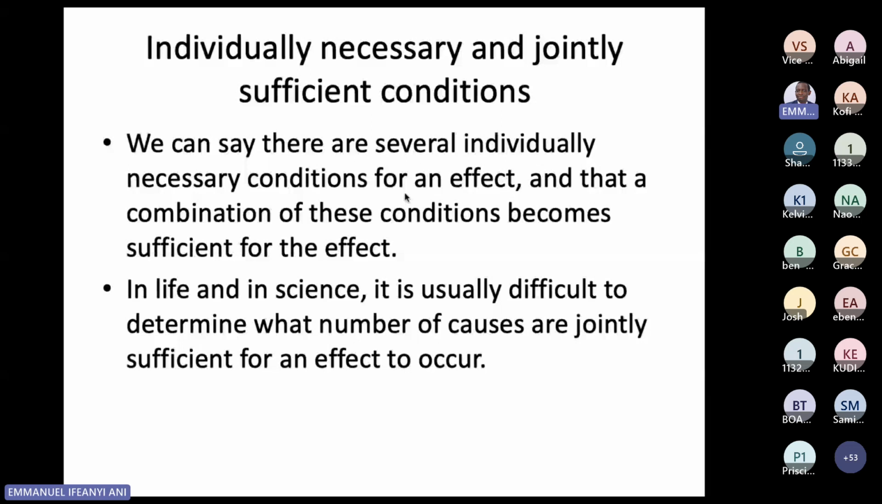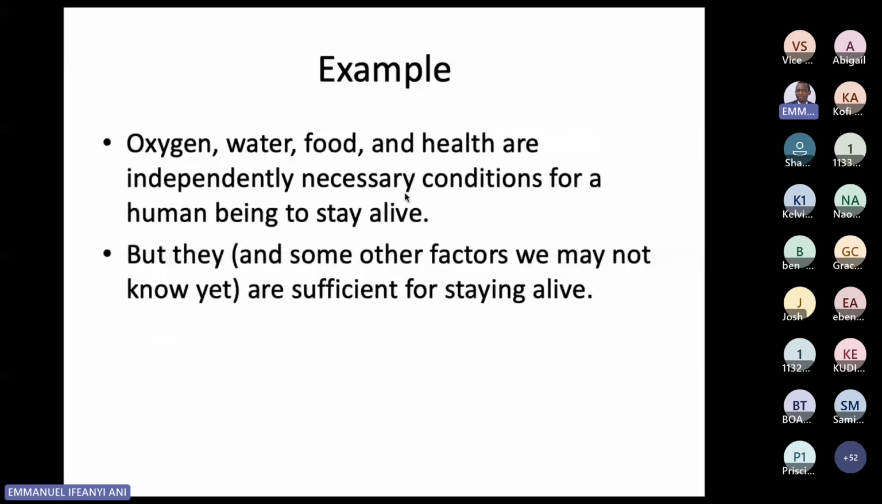In life and in science, it's usually difficult to determine what number of causes are sufficient for an effect to occur. Okay, so let's look at an example. Oxygen, water, food, and health are independently necessary conditions for a human being to stay alive. But these conditions and some other factors we may not know yet are sufficient for staying alive.